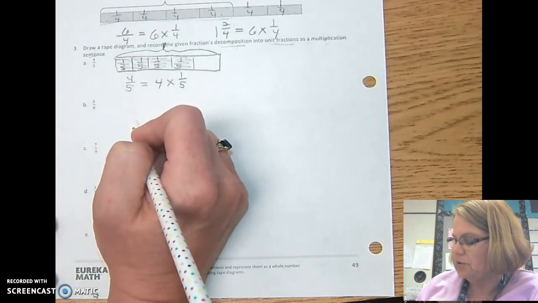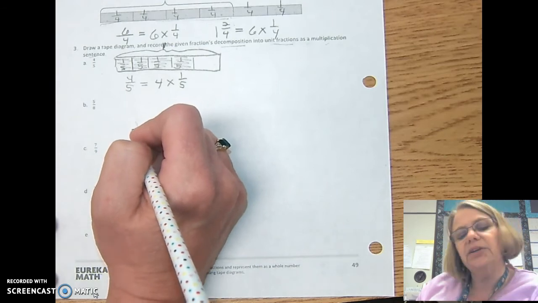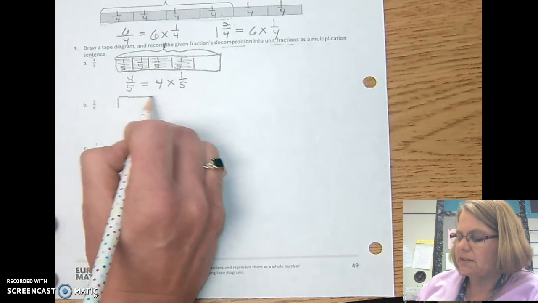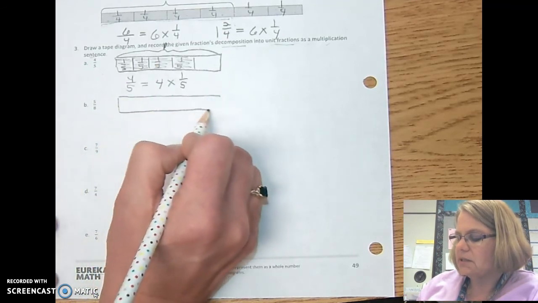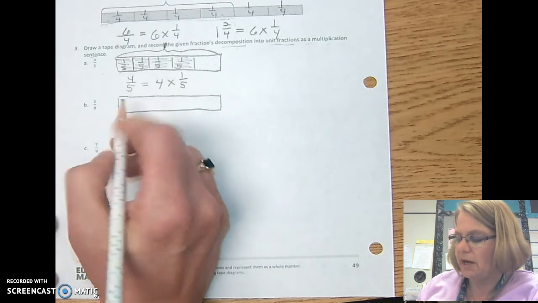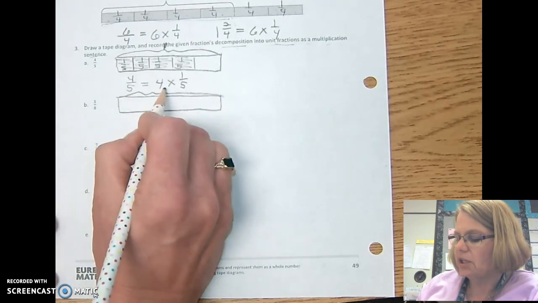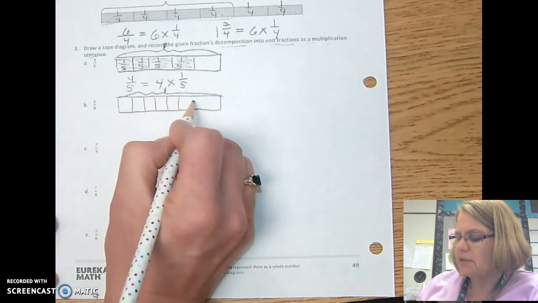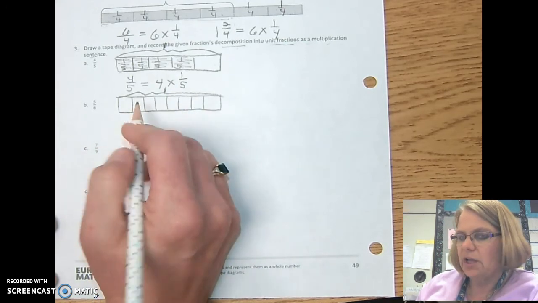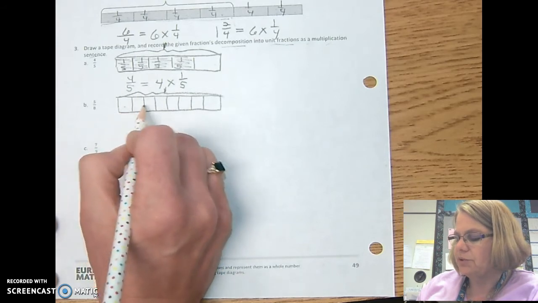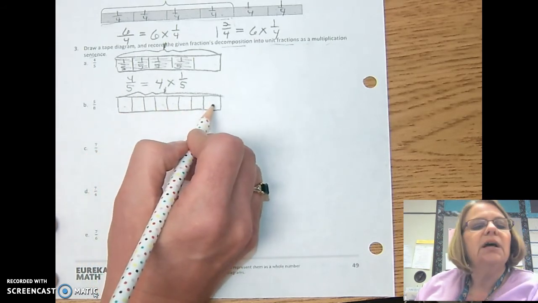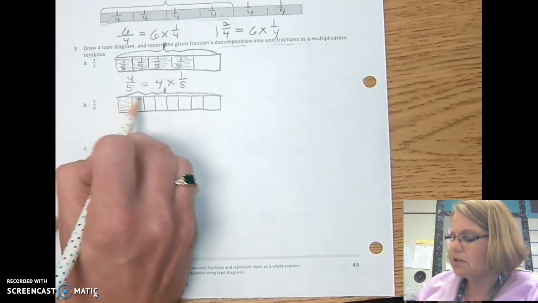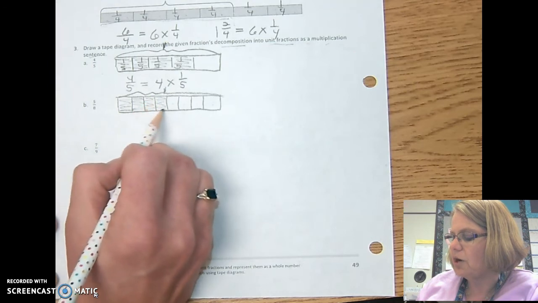Okay, so now we're going to look at B. I'll do B with you, and then we'll move on to D, and you'll do the last two on your own. Okay, so in B, we have 5/8, so we need a box split up into 8s. And the whole box is going to equal 1 whole. 1, 2, 3, 4, 5, 6, 7. 7 lines makes it split into 8. 1, 2, 3, 4, 5, 6, 7, 8. Now we have to shade in the 5/8. So 1, 2, 3, 4, 5.